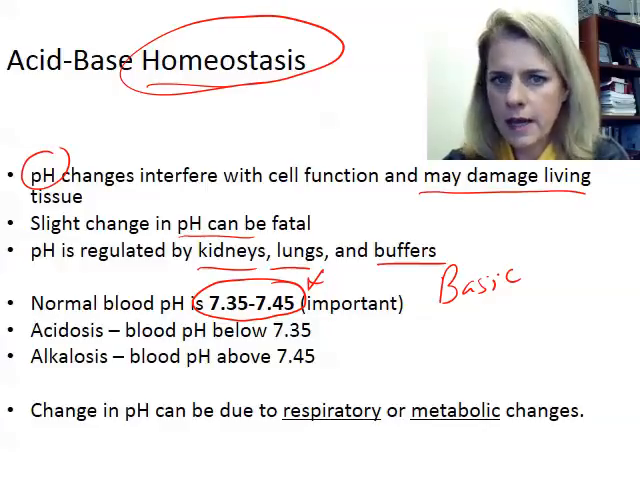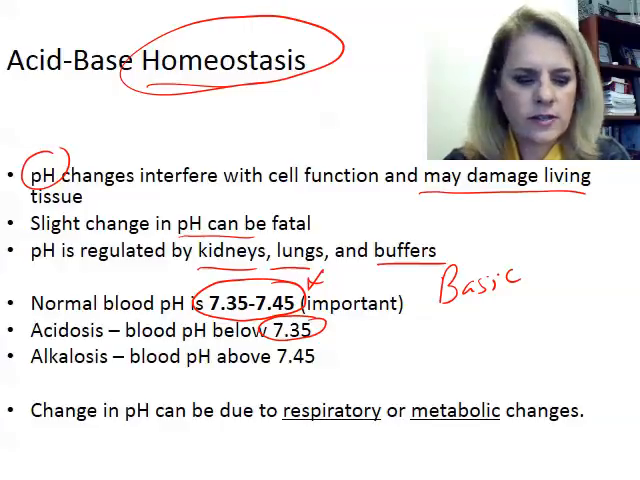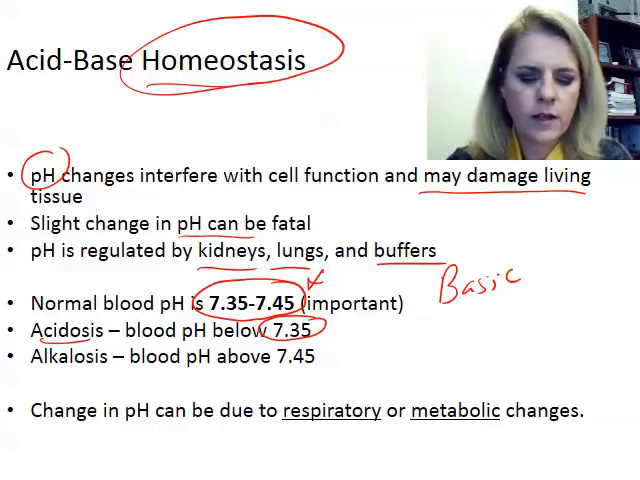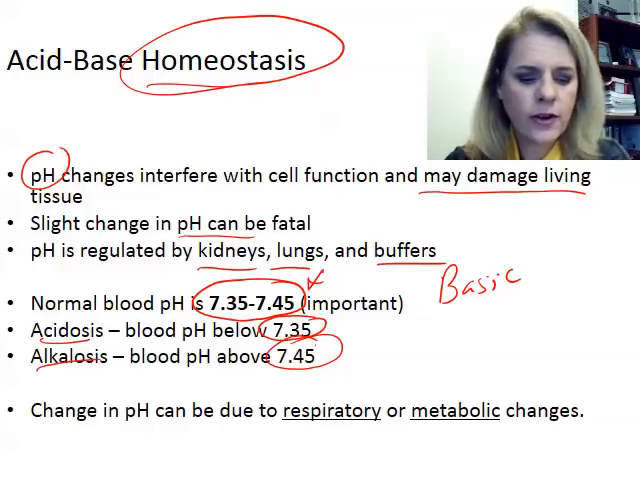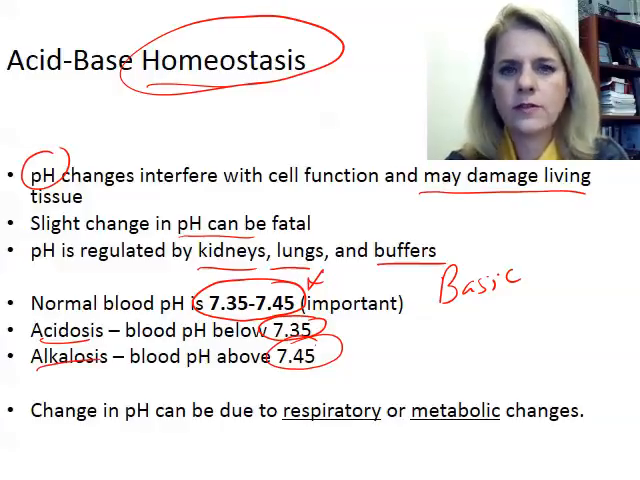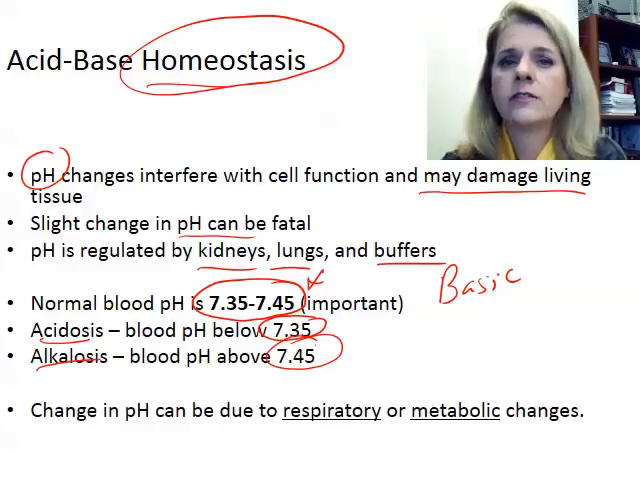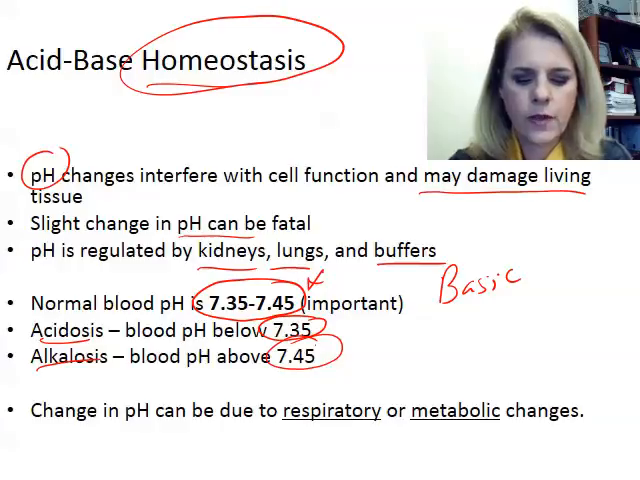If your blood pH falls below 7.35, we say that condition is called acidosis. So if someone's acidotic, their blood pH has dropped below 7.35. If their blood pH has risen above 7.45, we say they're in alkalosis. Okay, so if someone goes to the hospital, they take a blood draw, they check the pH, and it's below 7.35, they'll say you're in acidosis. If it's above 7.45, they'll say you're in alkalosis. Again, we're going to cover this in a lot more detail in your second semester.